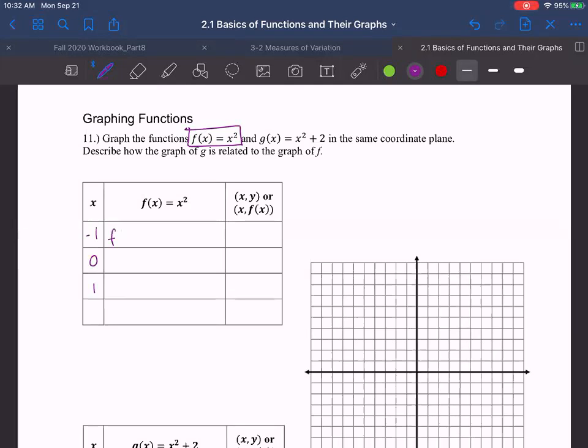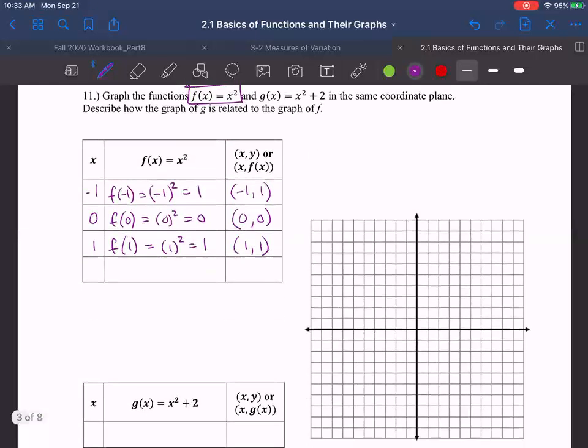So this becomes f of -1, which is just -1 squared, which is just 1. And so my ordered pair is -1, 1. If we plug in 0, it's f of 0, which equals 0 squared, which is just 0. So the ordered pair 0, 0 is one of my solutions there. And then I can try plugging in 1. f of 1 is equal to 1 squared, which is just 1. And so this is the point 1, 1.